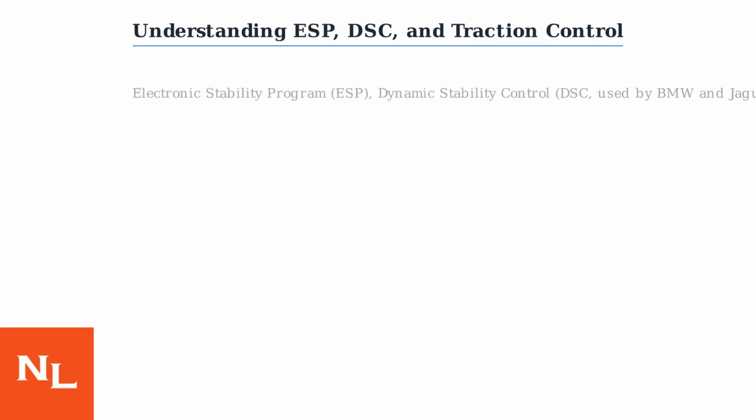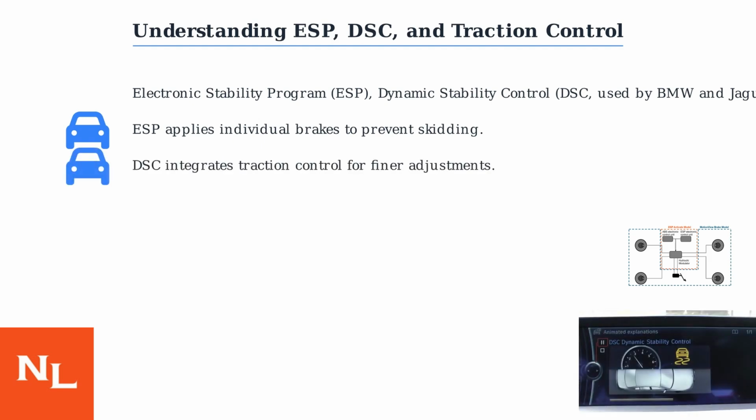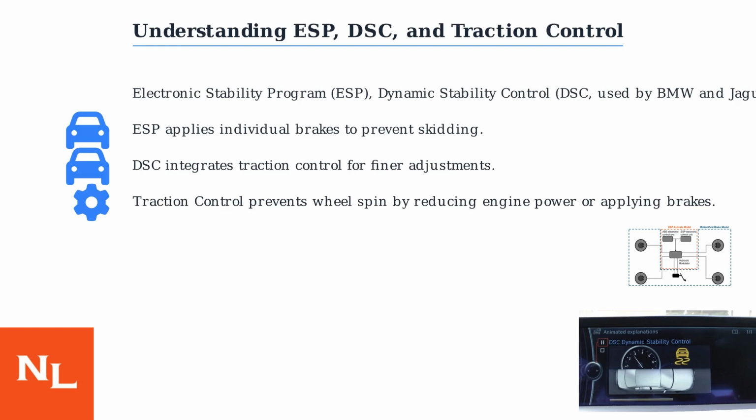Electronic Stability Program (ESP), Dynamic Stability Control (DSC), used by BMW and Jaguar, and traction control are crucial safety systems preventing loss of control during braking, acceleration, or cornering. ESP applies individual brakes to prevent skidding. DSC integrates traction control for finer adjustments. Traction control prevents wheel spin by reducing engine power or applying brakes.